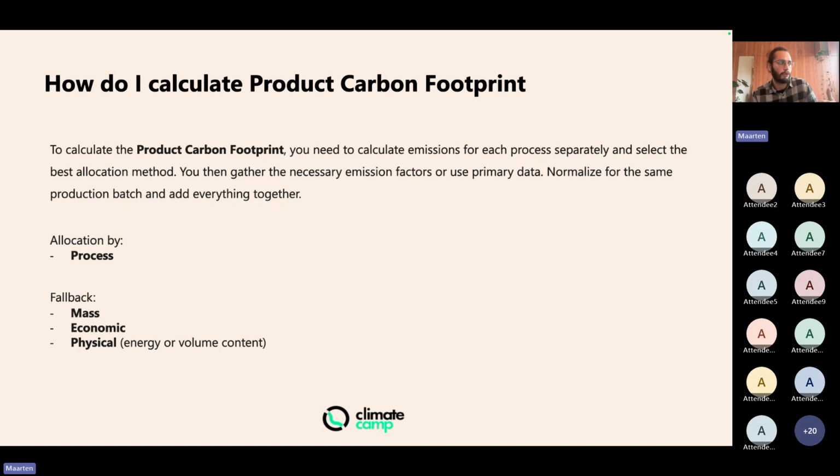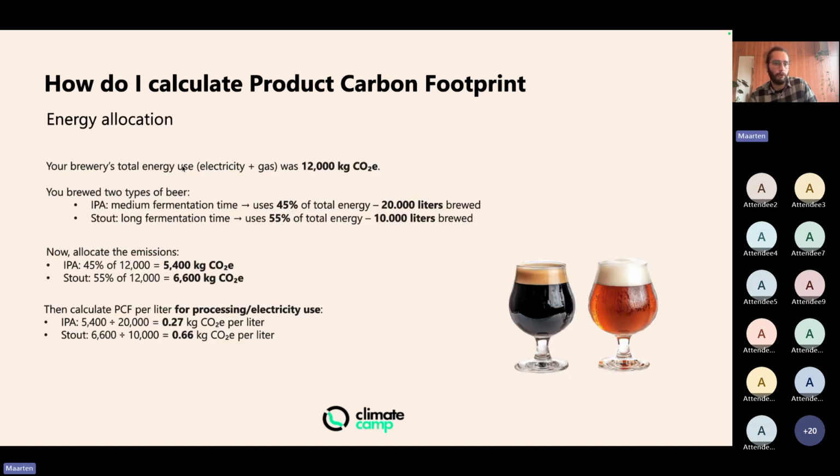That is a very good allocation method you can use if you have insights into the inputs and outputs, which I mentioned before. Other fallbacks are economic, so the amount spent on a certain activity, or other physical variables such as energy or volume content. Now, this might all sound very theoretical, so I'll simplify it with an example.